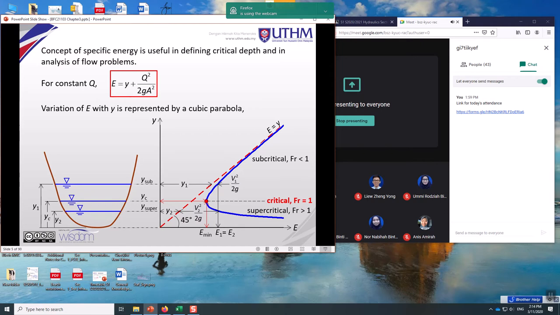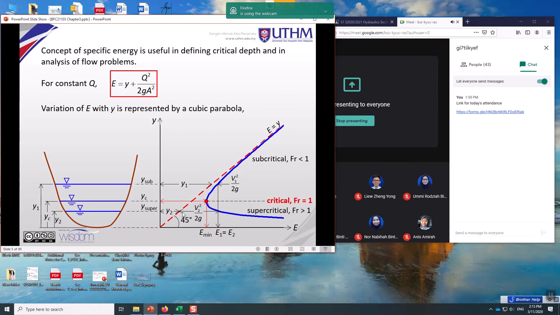Now, on this graph, the blue line is delineated by this depth of critical flow. Below it, all the depths are in supercritical state. The depths above critical depth are in subcritical state, because the velocity is lower, and for supercritical the velocity is greater.